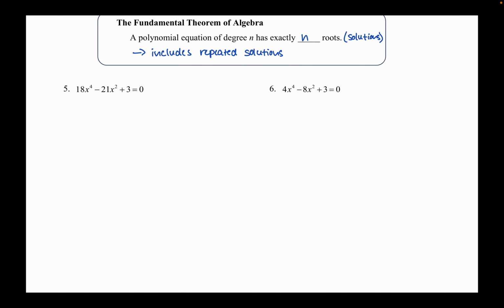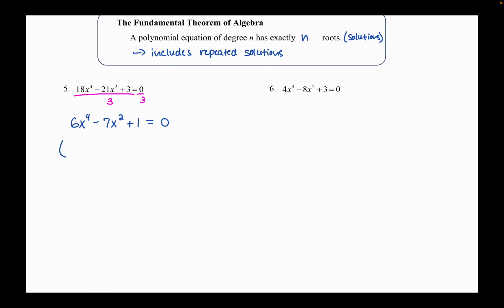Both of these we're going to have to factor. If you look at the form, you might recognize that this is that quadratic form. It looks like a quadratic, it just has different exponents. So number 5, the first thing I see is we can divide by 3. Everything is divisible by 3, and if I do that, it's going to reduce my numbers down and make this a bit easier to factor. So 18 divided by 3 is 6, 6x to the 4th, minus 7x squared plus 1 equals 0.